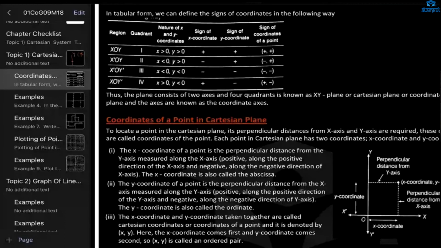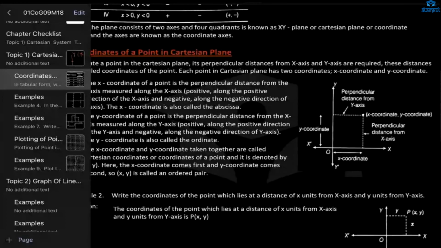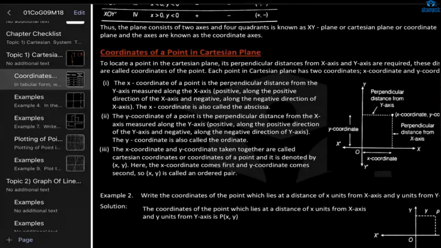Now, coordinates of a point in a Cartesian plane. What are the coordinates of a point in a Cartesian plane? Whenever we represent a point in a Cartesian plane, the first number represents the x coordinate, the second number represents the y coordinate. Now, how do we choose the value that we are going to write in place of the x coordinate?